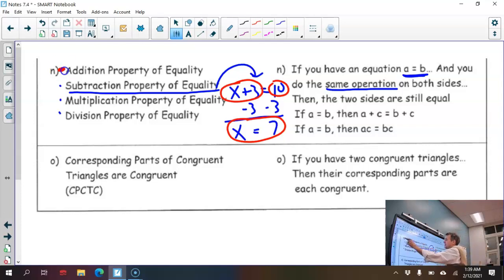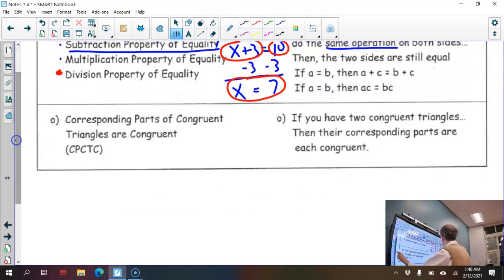If I added something to both sides, it would be the addition property of equality, right? If I divided both sides by something, it would be the division property of equality. All right, and last up is the corresponding parts of congruent triangles are congruent, better known as CPCTC.